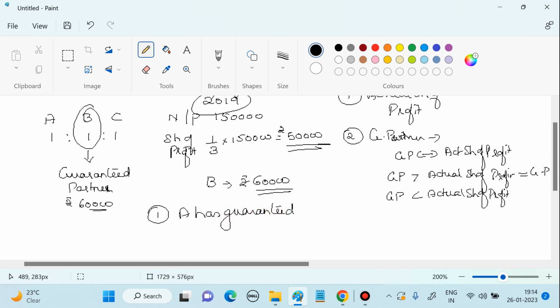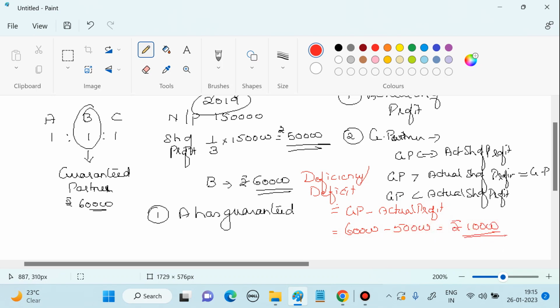Then if A is guaranteed, the deficiency, we call the difference between the guaranteed profit and the actual profit as deficiency or deficit. Deficiency or deficit is nothing but guaranteed profit minus actual profit. So in this example, 60,000 minus 15,000. So deficiency in the profit, so the guaranteed profit was 10,000.